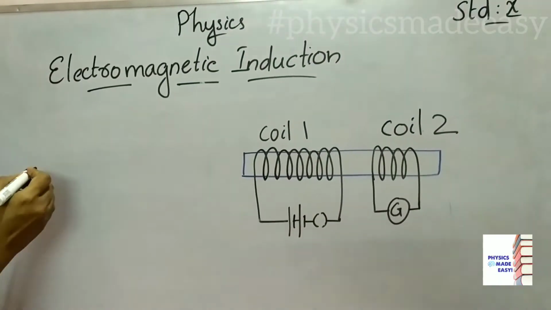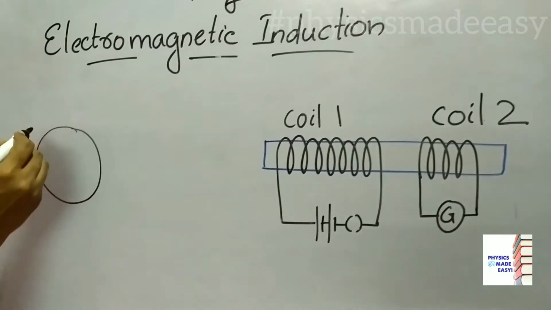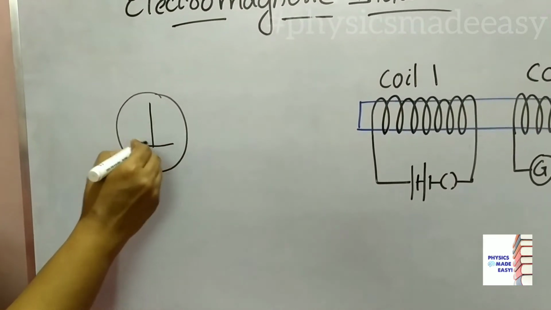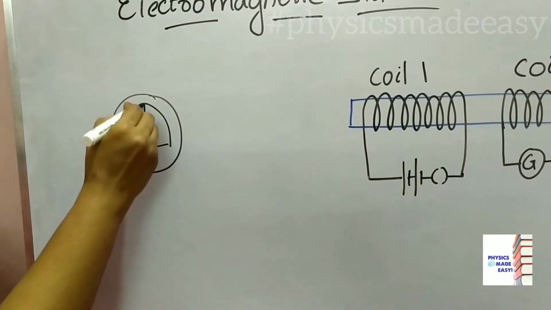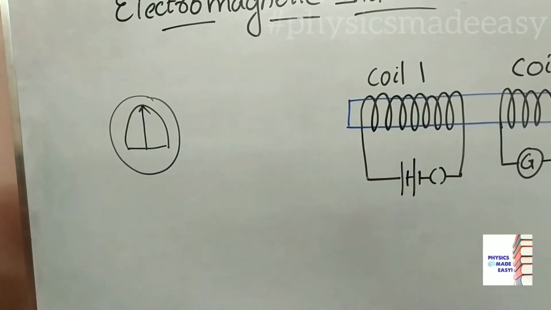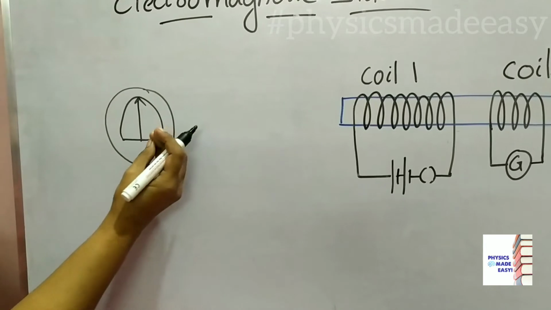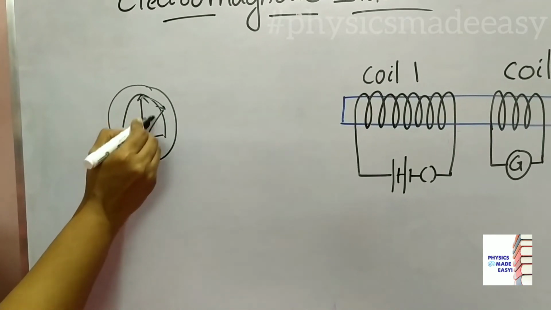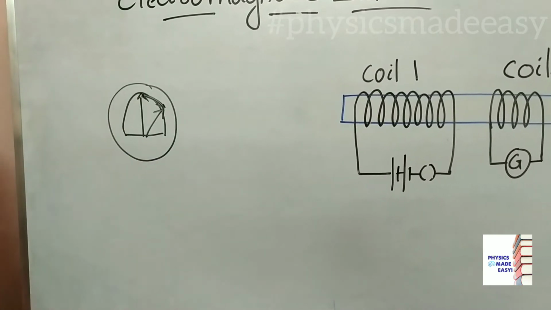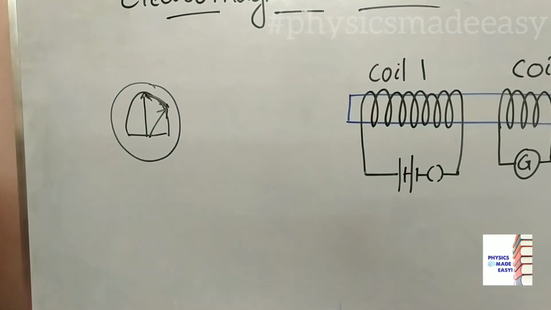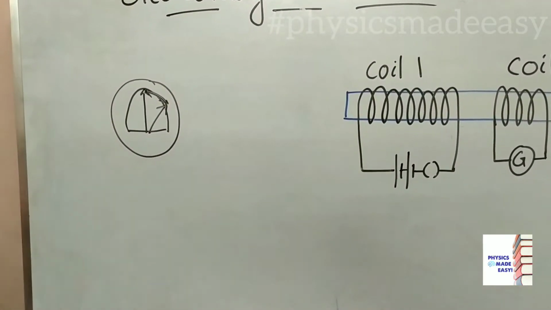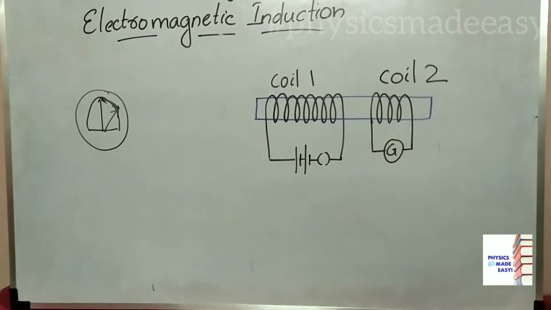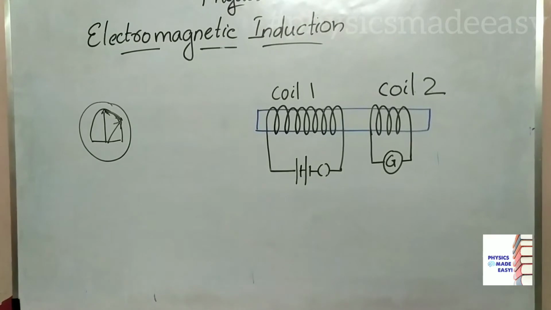Listen children, I told you about momentary deflection. When the magnet is moving towards that coil, you can see at first the galvanometer pointer pointing towards 0. When the magnet is moving towards the coil, you can see it deflecting towards the right, then coming back to 0. That's why it is called momentary deflection.